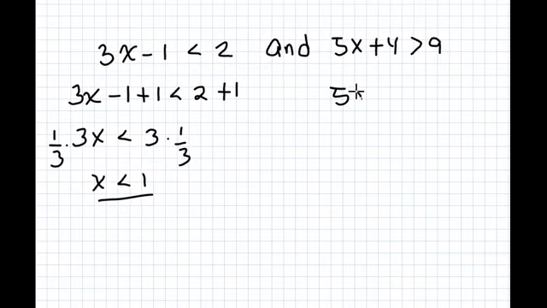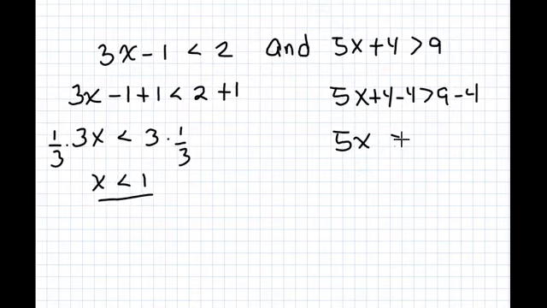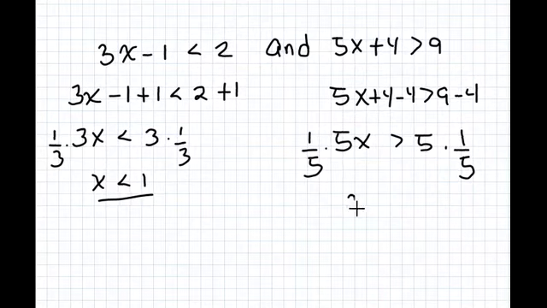So we have 5x plus 4. Want to subtract 4. And 9 minus 4. That almost looks like a 7 here, but that's greater than. Okay, and so now we have 5x is greater than 9 minus 4, which is 5. And then we multiply both sides by 1/5. And so we're left with x is greater than 1.